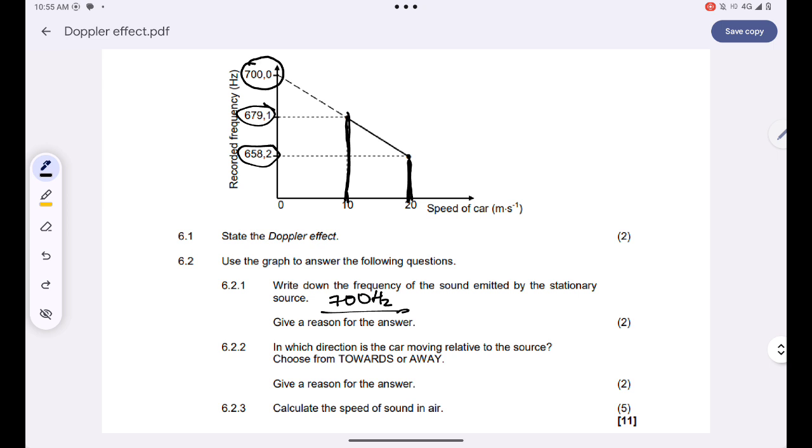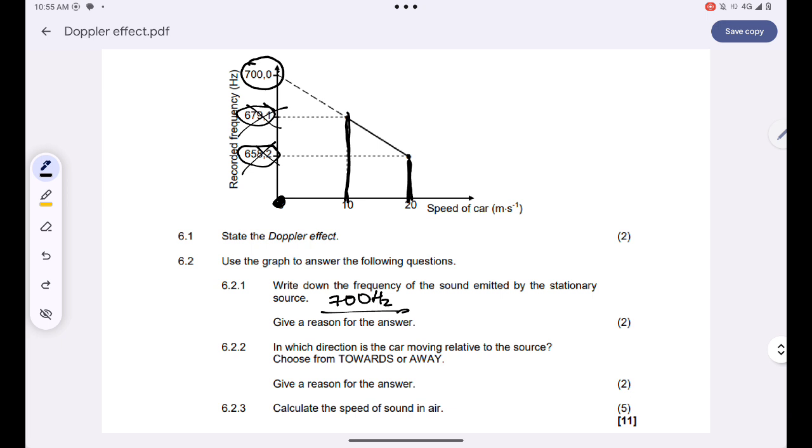It is 700. Why? Because the learner has not yet moved whenever the learner records this amount of frequency over there. Are you together? The learner has not yet moved. The learner's speed is still 0 meters per second. So that means the learner and the source are still at the same position. As soon as the learner starts moving, the learner will then start to record the frequency, and hence we have these two other frequencies that are there.